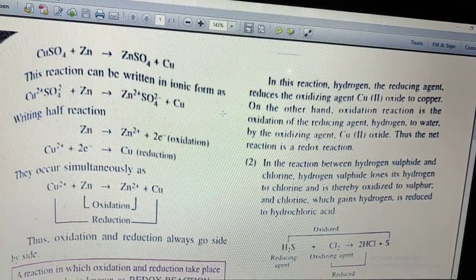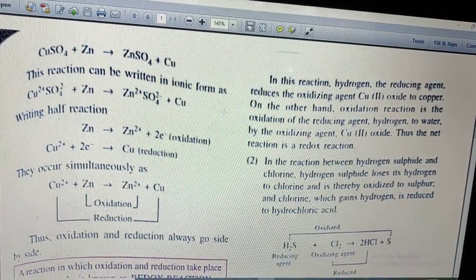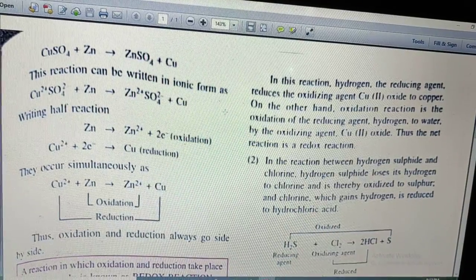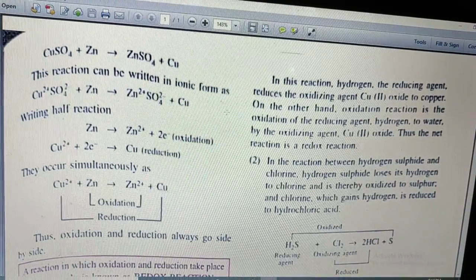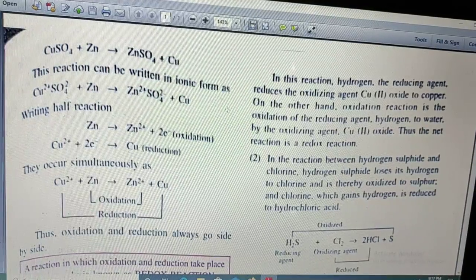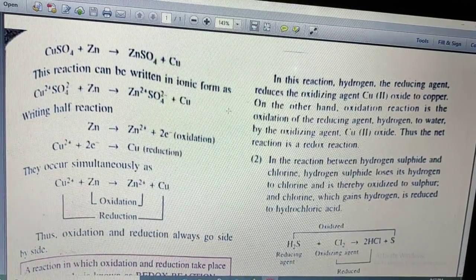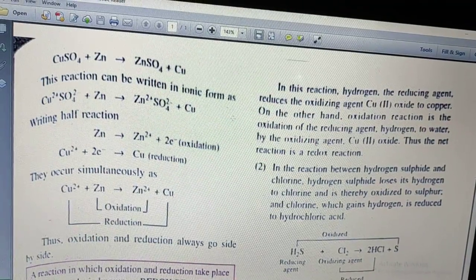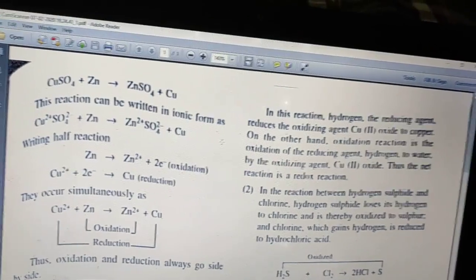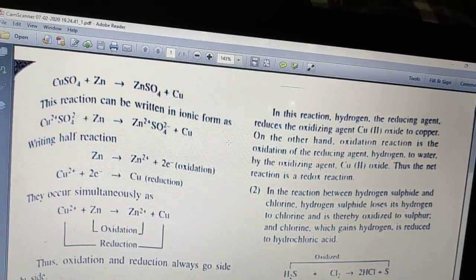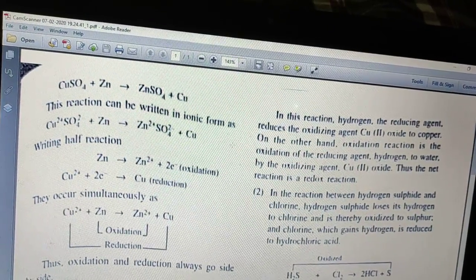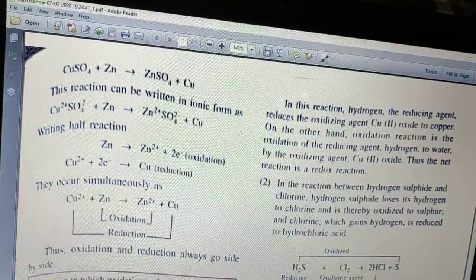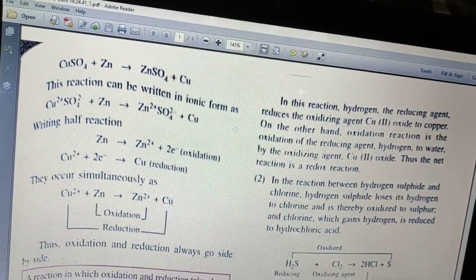Hello class. In our last class we discussed oxidation and reduction reactions, and we have seen examples as well. Now today we are going to discuss a redox reaction. Redox reaction means a chemical reaction in which both oxidation and reduction take place simultaneously. According to the electronic concept, we know that oxidation is loss of electron and reduction is gain of electron.